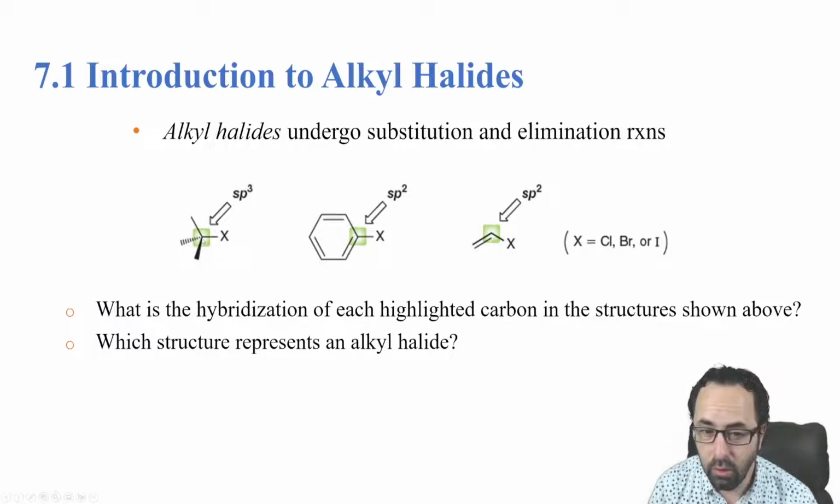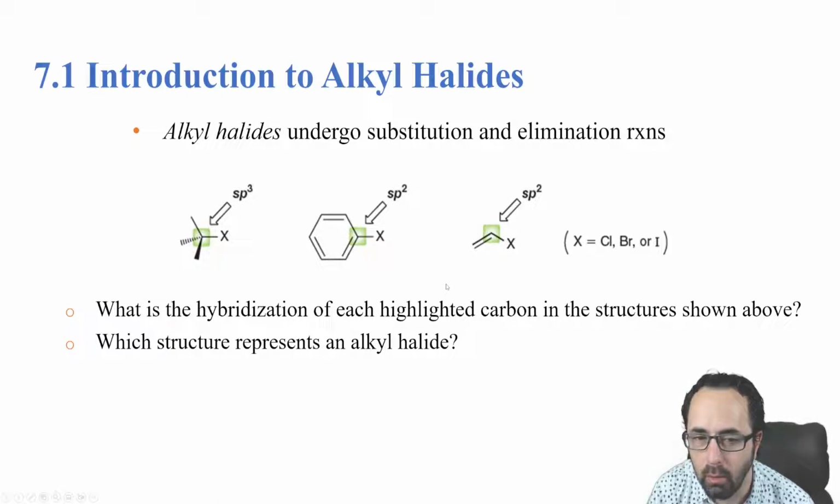The hybridization of the carbon atom and its geometry will matter. The reaction will often proceed in a different way if it's sp3 hybridized versus if it's sp2 hybridized, and so that's something we'll have to think about as well. sp2 hybridized is trigonal planar, which is a different shape than if it's sp3 hybridized and tetrahedral.